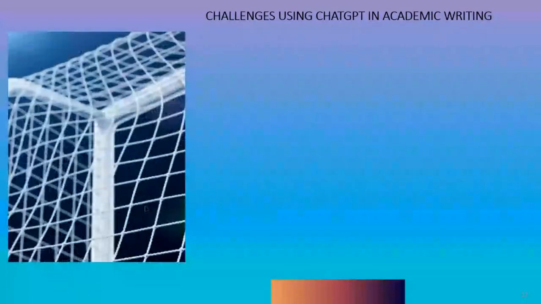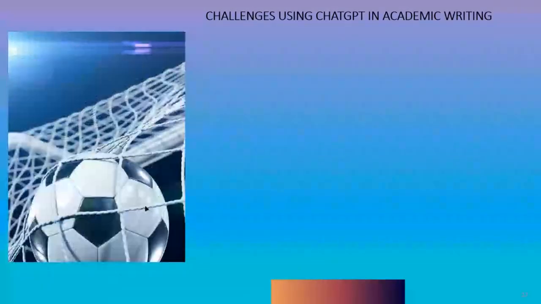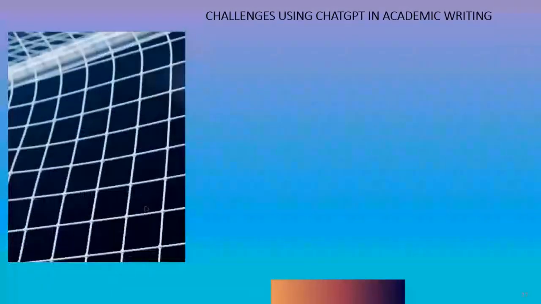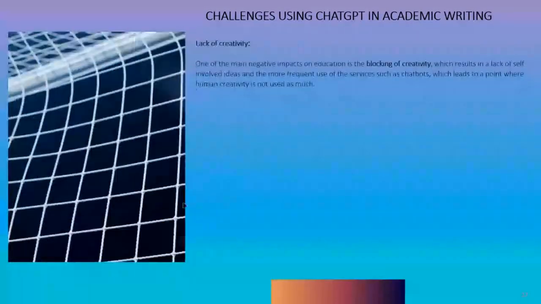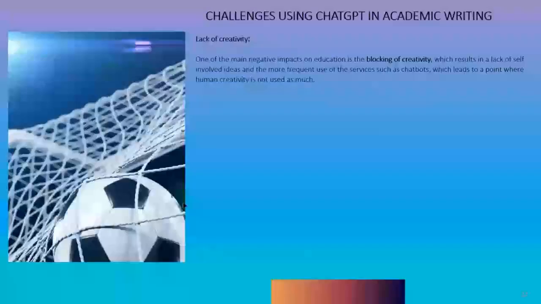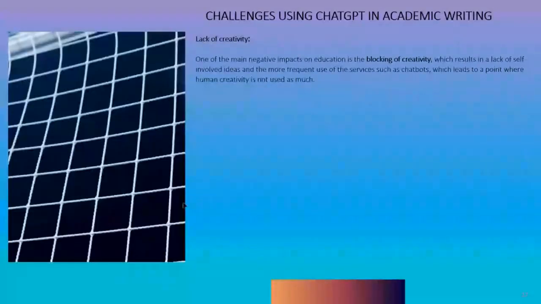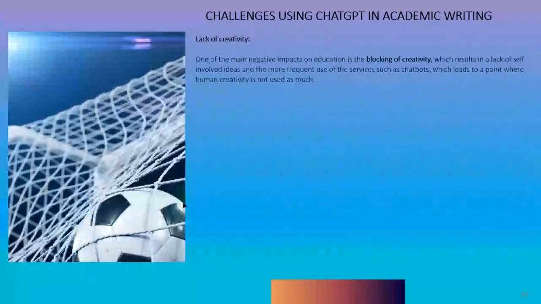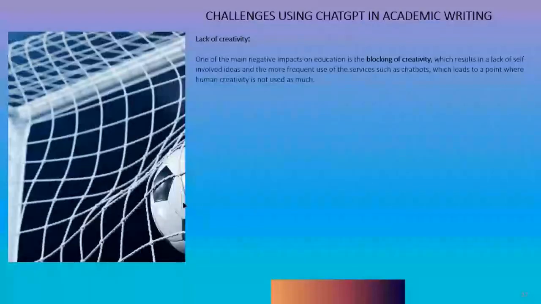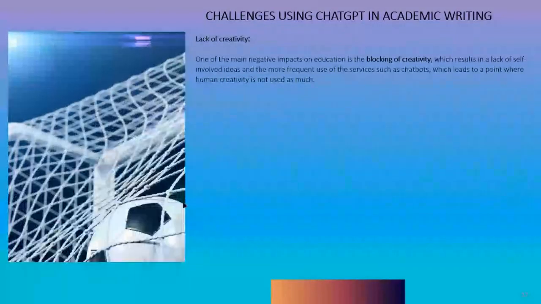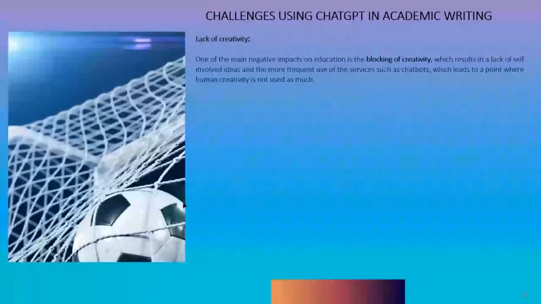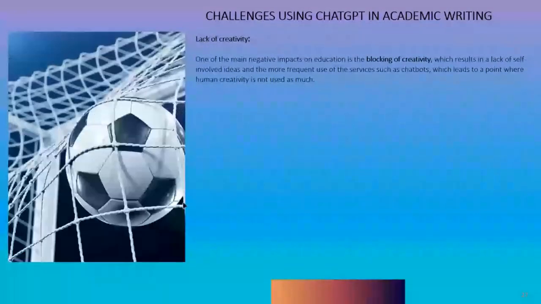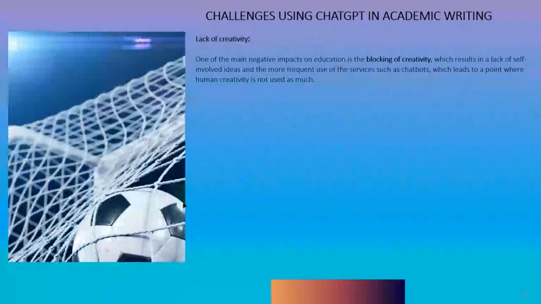So you see that we want to use ChatGPT, but we cannot rely on it. So there are some challenges, actually, that we need to work on, especially in academic writing. One of the main negative impacts on education is the blocking of creativity, which results in a lack of self-involved ideas and the more frequent use of services such as chatbots, which leads to a point where human creativity is not used as much or maybe not at all.